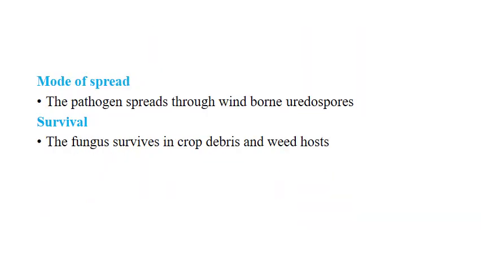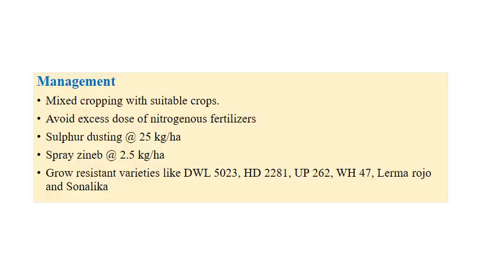Coming to the mode of spread, as I told you earlier, all these rust pathogens are mainly spread through urediniospores. Here the mode of spread is windborne urediniospores. Coming to survival, the fungus survives in crop debris as well as weed hosts. Coming to the management practices: mixed cropping with suitable crops, avoiding excess nitrogenous fertilizer, sulfur dusting and cleanup, as well as for leaf rust. Resistant varieties like DWR 5023, HD2281, UP262, WH147, Lerma Roja and Sonalika are the recommended resistant varieties for this stripe rust.